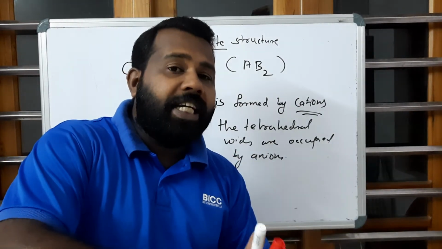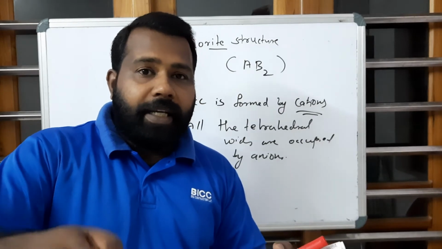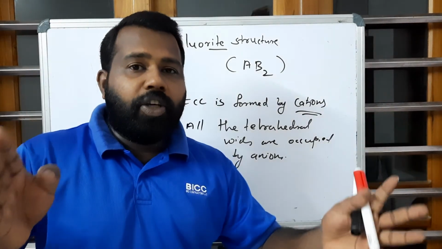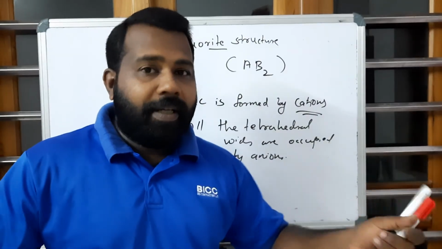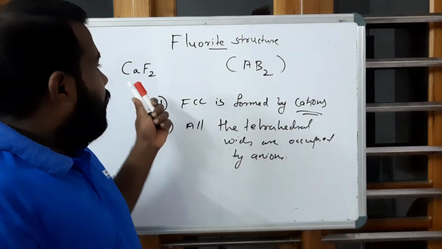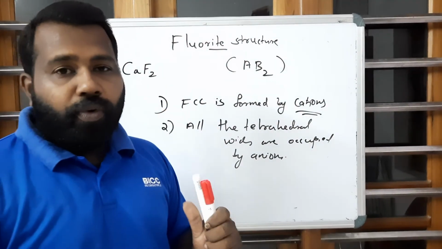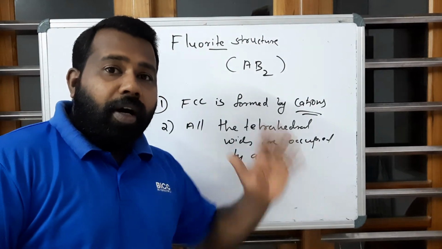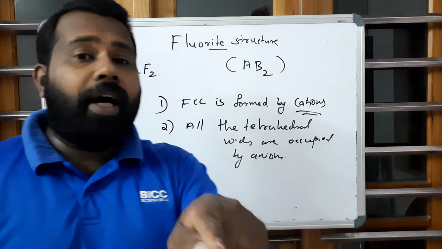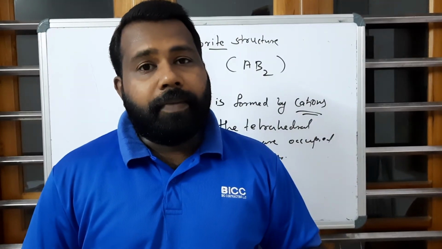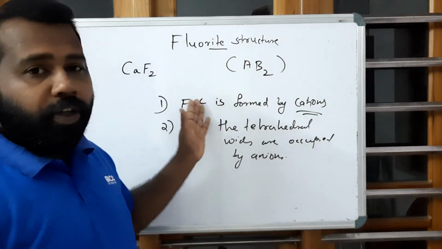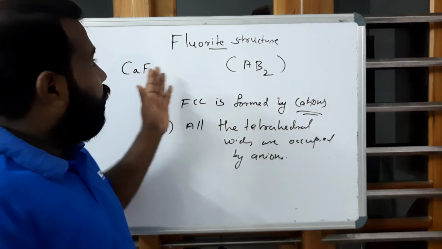In the previous sessions we looked at cesium chloride, then zinc blende structure, sodium chloride structure. In all these cases, the face-centered cube is made by anions. But here, the face-centered cube is made by cations. This type of structure is called fluorite structure. So in fluorite structures, the face-centered cube is made up of cations, and all the tetrahedral voids are occupied by the anions. These are the two main points, the conditions to become a fluorite structure.